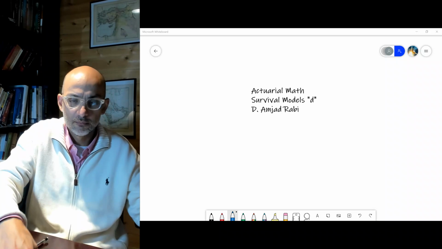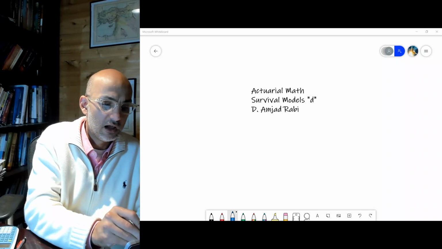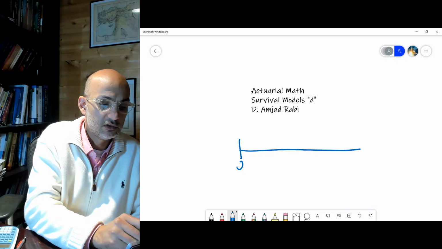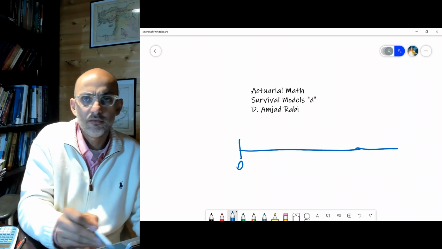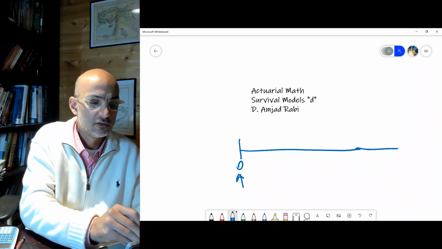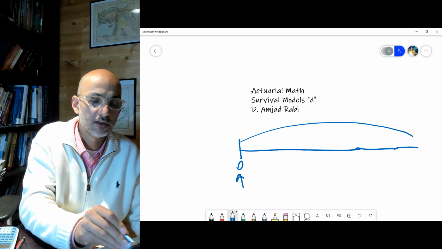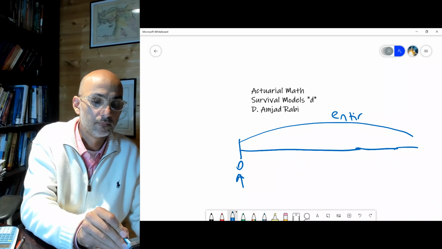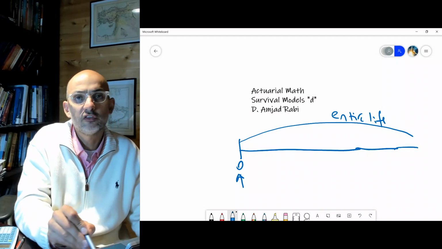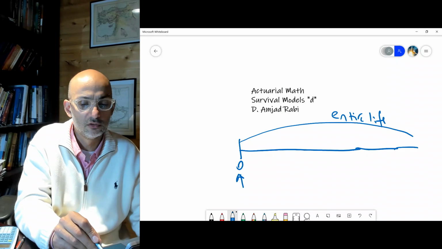If you remember what we did last time, we looked at a life that starts at age 0 for events to happen in the future. So we're looking at age 0, right? We looked at maybe death happening somewhere. So we look at the entire life. We use x and f of x to look at this one.